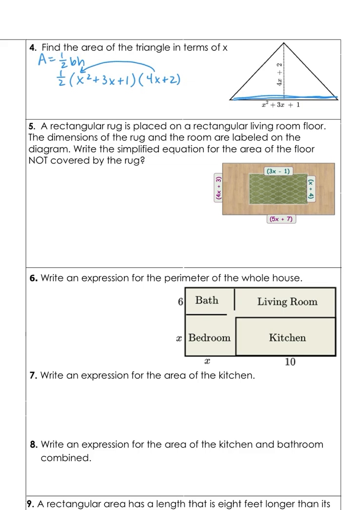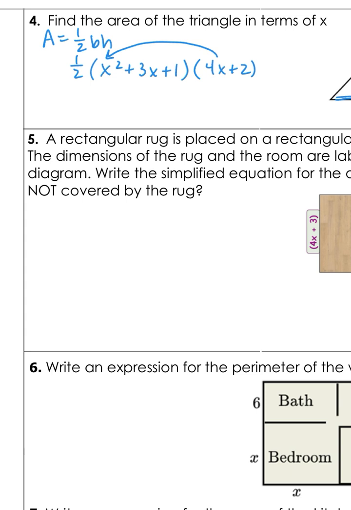So 4x times x squared is going to give me 4x to the third. 4x times 3x is 12x squared. And 4x times 1 is 4x. And then I'm going to take my 2 times x squared. Now I am going to stack these because I just have more terms. So 2x squared is under the 12x squared. 2 times 3x is going to be 6x.